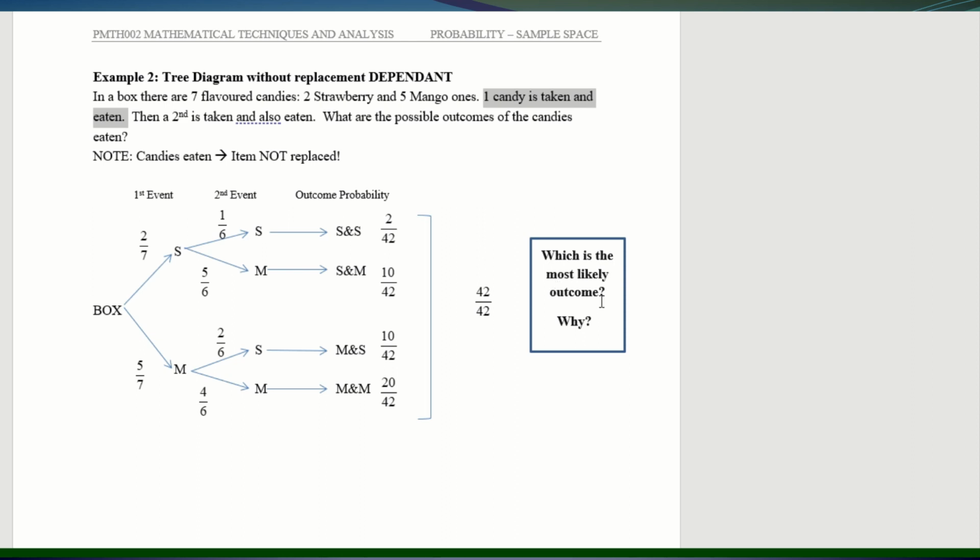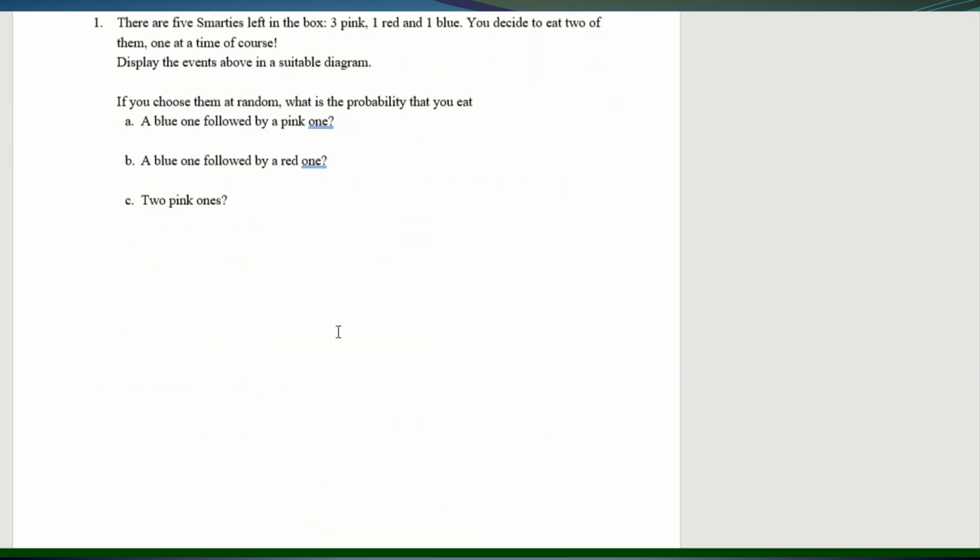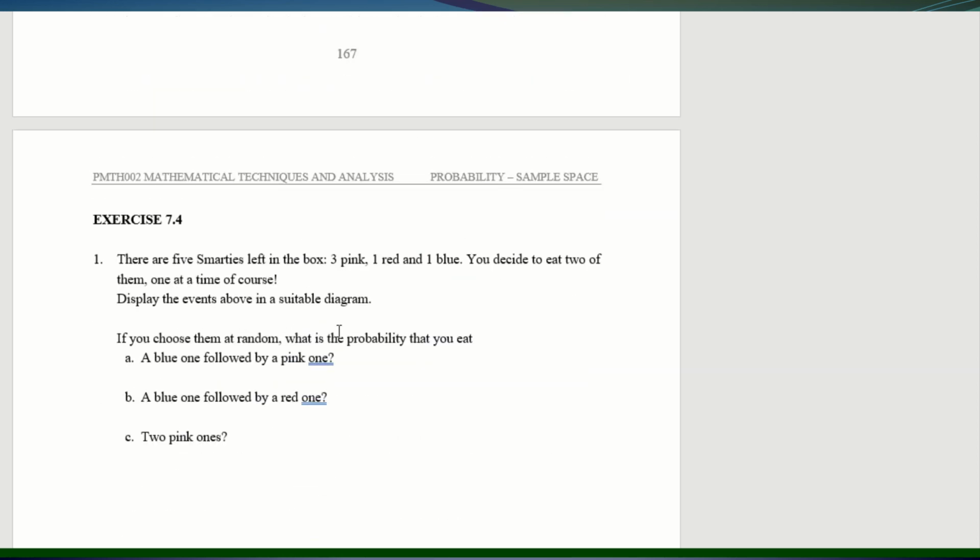So which is the most likely outcome? The one with the highest probability, what would it be? A mango and mango. Taking a mango candy first and getting another mango candy in the second pick is the highest probability. Okay, so here you have exercise 7.4 to complete.